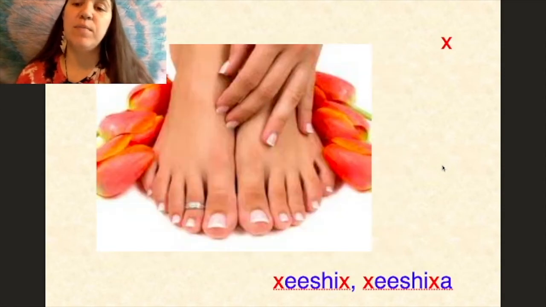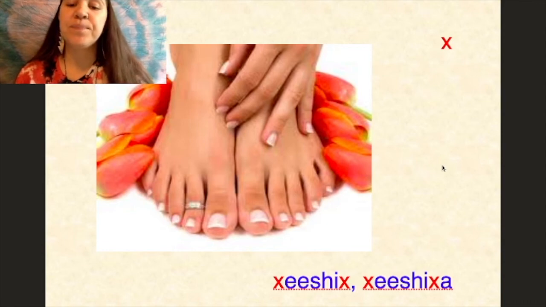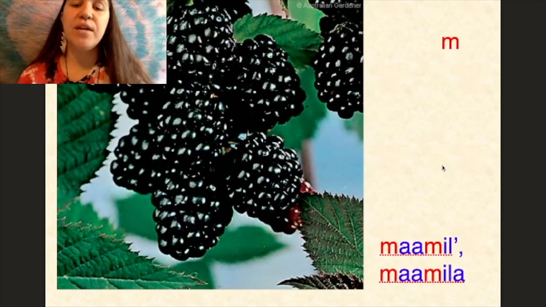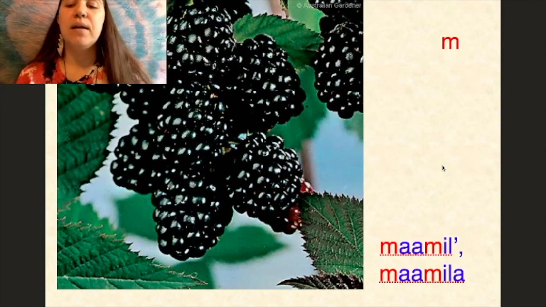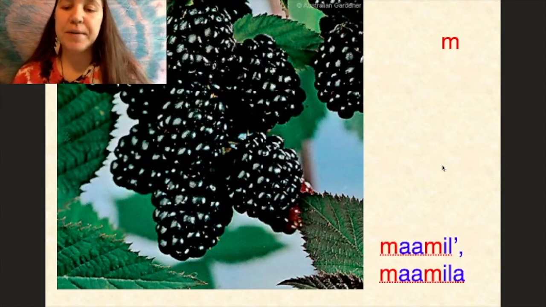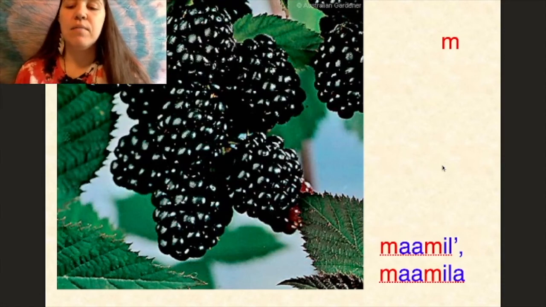And here we have an example for that sound. So we have cheshich, cheshicha. And that's the word for a nail, as in fingernail or toenail. And here we have mamil, mamila. And that's our word for blackberry.